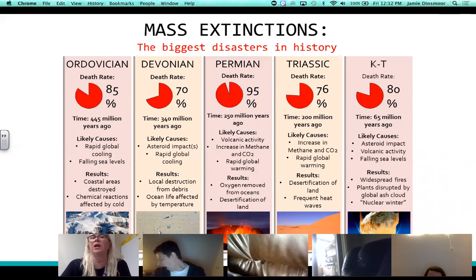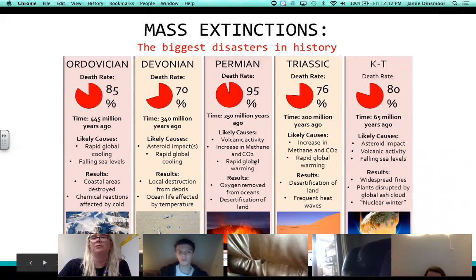So global cooling caused the first two, right? Seems like a lot of stuff could survive the cold. Global warming, not a lot of stuff survived, right? Which is part of the reason why scientists get super annoyed and upset about global warming, right? Because global warming caused one of the biggest mass extinctions in Earth's history. So we care about that, right? We don't want that to happen again.